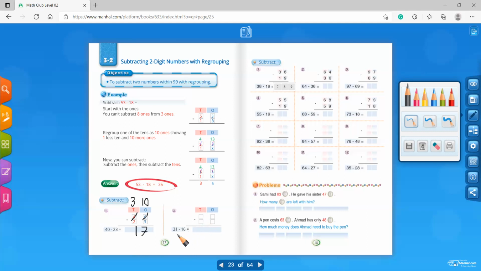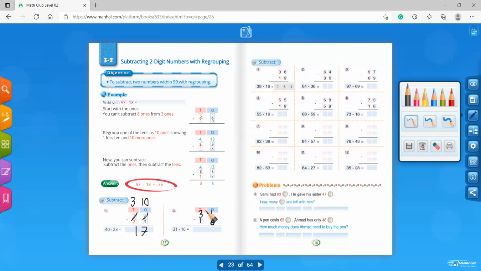Okay, let's solve this exercise together. We have here 31 minus 16. 31 minus 16. Write with me, teacher, okay? 1 minus 6. Can we subtract 6 from 1? No, we can't. So we will ask the tens digit for help.